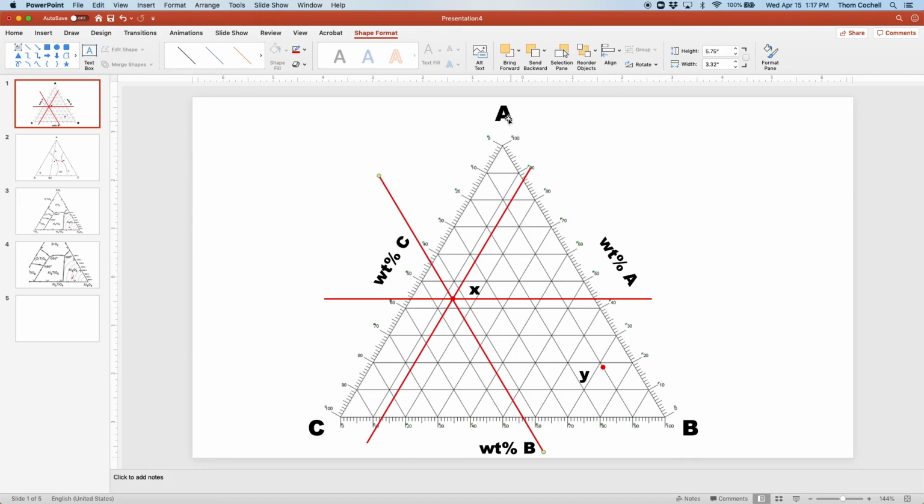And so if I want to get the amount of A, I'm going to look for the line that is parallel to the base BC because it's opposite. And that's this one. If I look at that line, where it intersects either axis is okay. This one says weight percent C, but since this one already says weight percent A, I'm going to go ahead and use that. So if I read this off, it looks like it's going to be 40, and then this is 1, 2, 3, so about 43 weight percent A. And then I can do the same for B and C.